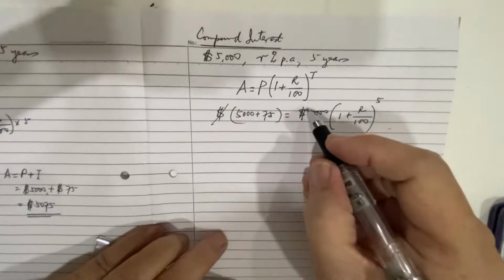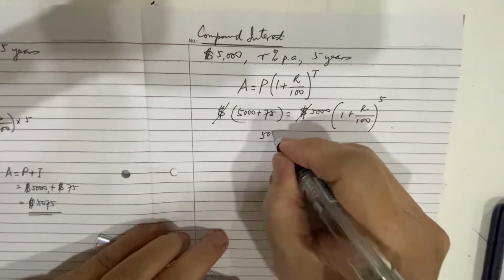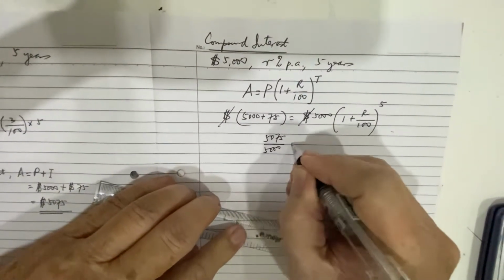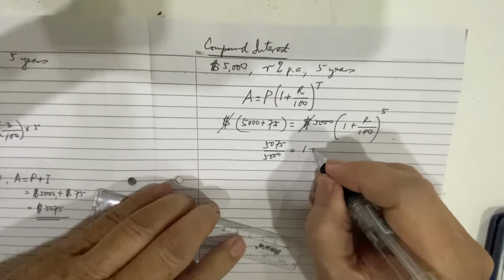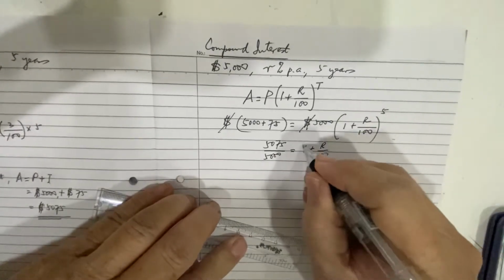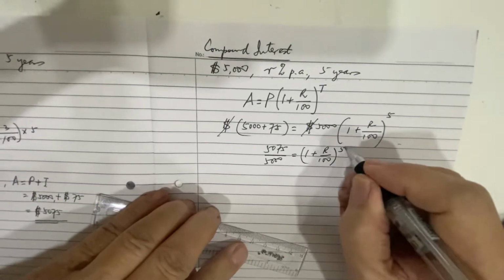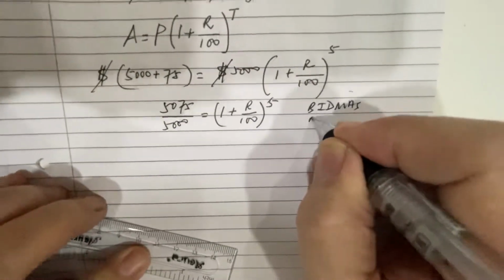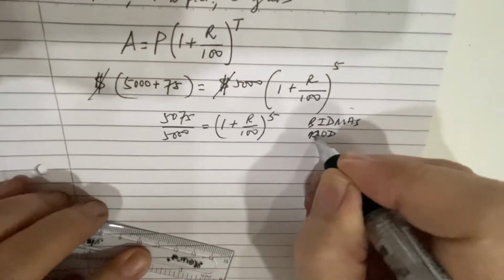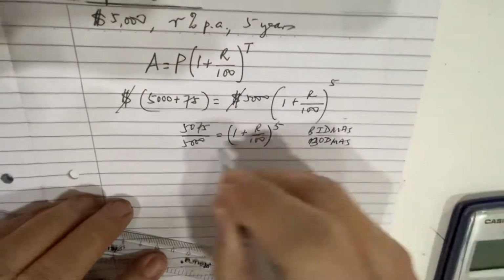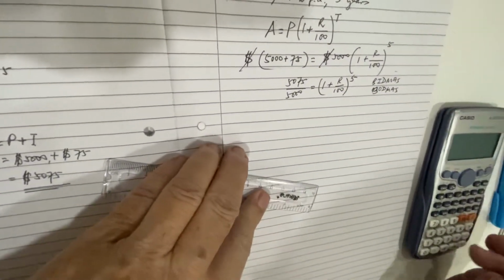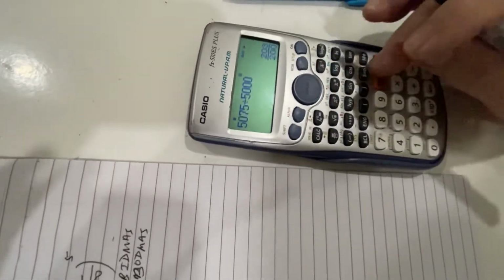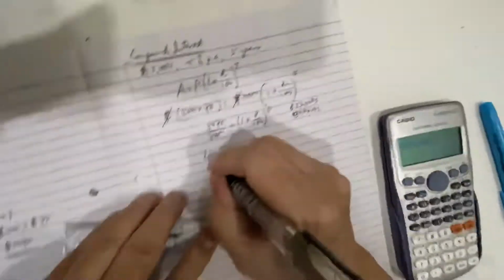So the dollar sign can cancel with the dollar sign. 5075 can be divided by 5,000, just easier to do it. Keep 1 plus R over 100 there. Always in maths, remember, whatever you do to one side, you must do to the other. So we settle this side first. 5075 divided by 5,000 gives me 1.015.